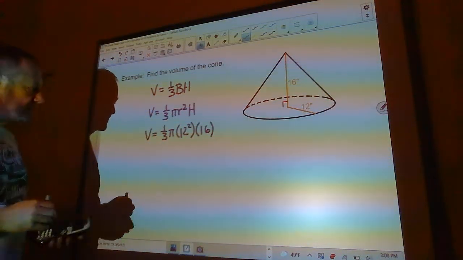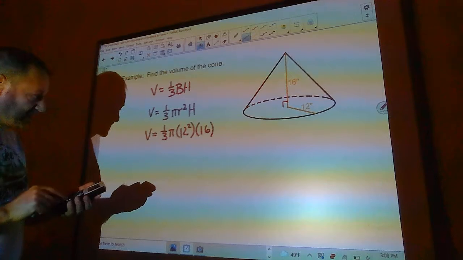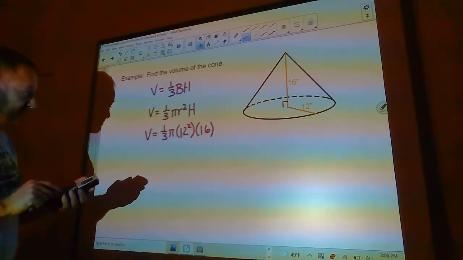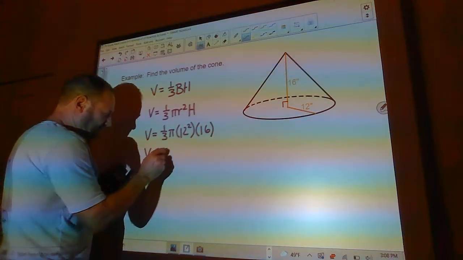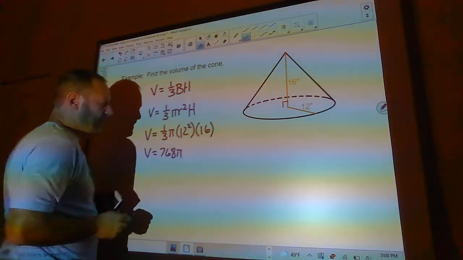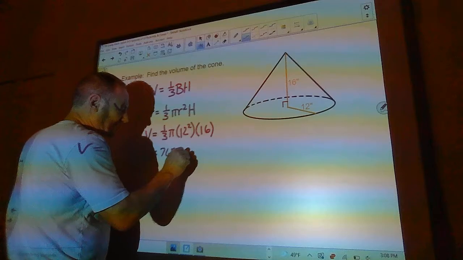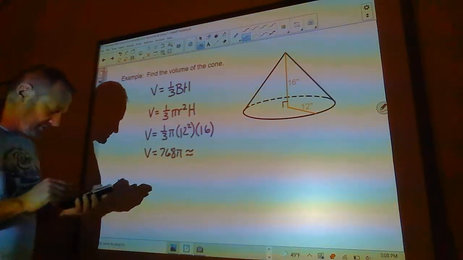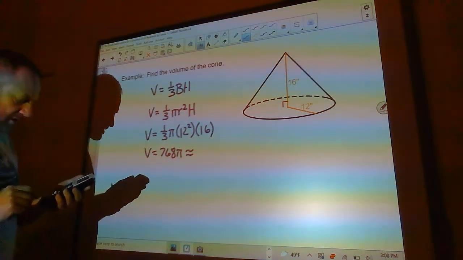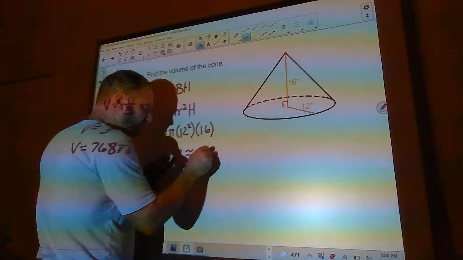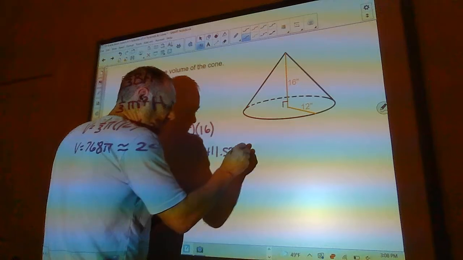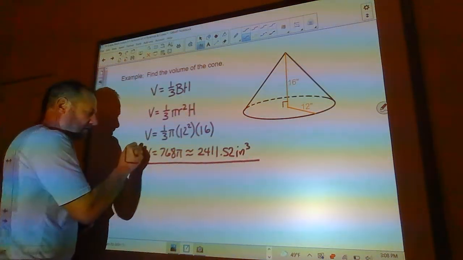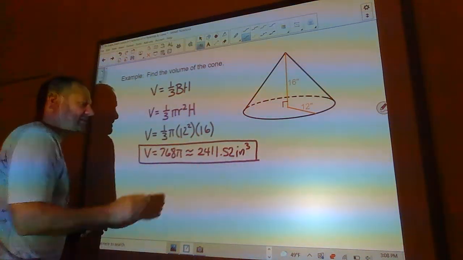So 12 squared is 144 times 16 divided by 3. This comes out to be 768 pi, which is the exact answer. I'm not really interested in that, so times 3.14, this is approximately 2,411.52 cubic inches. Notice I circled both the exact and the approximate answer.